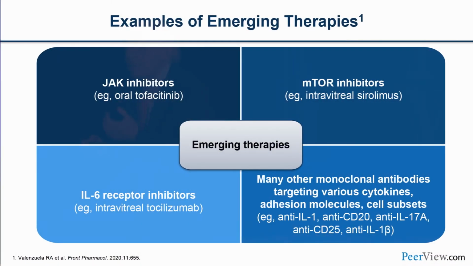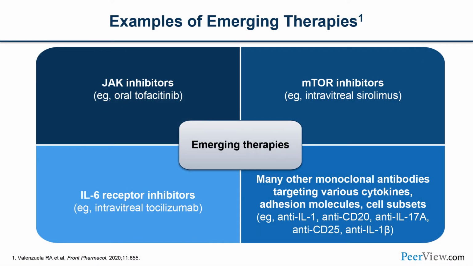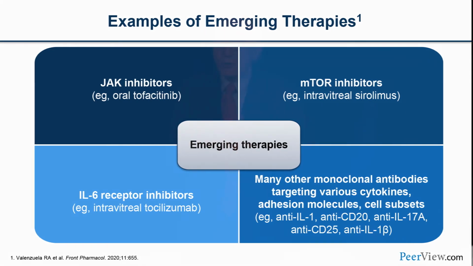Down the pike, there are lots of other things that are being studied, being examined. The JAK inhibitors like tofacitinib have the advantage of being oral. One study is studying intravitreal injections of an mTOR inhibitor called sirolimus. And another company is studying an intravitreal IL-6 receptor inhibitor called tocilizumab. There are many different cytokines, different adhesion molecules, different cellular subsets, any one of which could be targeted by a monoclonal antibody. So what happened with our patient, that 23-year-old man?